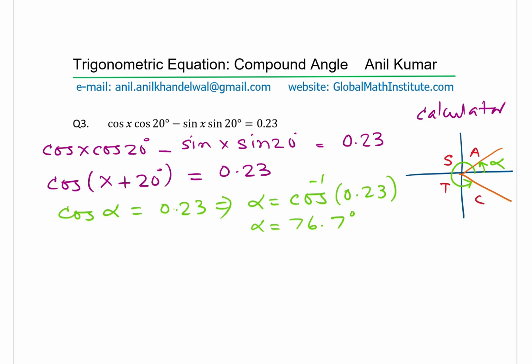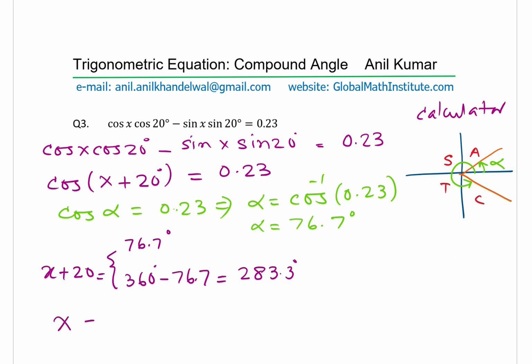Now we'll continue with our solution. That means the value of x plus 20 could be either equal to 76.7 degrees or 360 degrees minus 76.7. Now, if I take away 76.7 from 360, I get 283.3. Correct? So those are the two values for x plus 20.